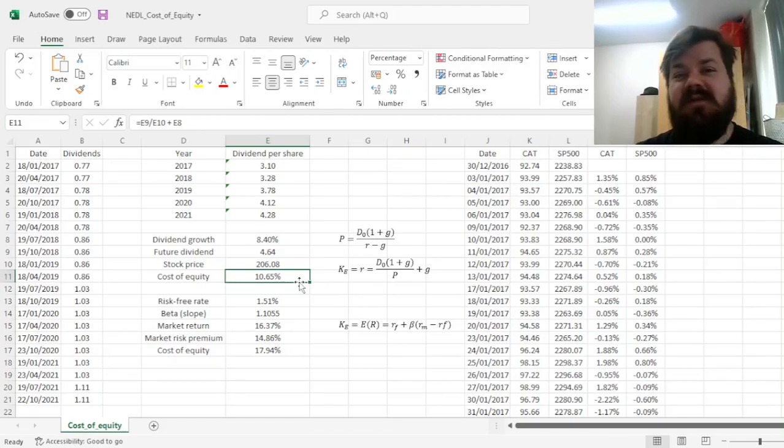And that's all there is for the application of Gordon Growth Model, the dividend discount model, or the capital asset pricing model, CAPM, for the evaluation of cost of equity.